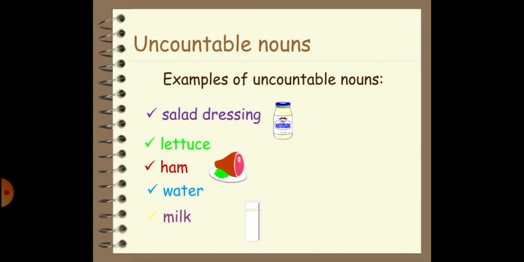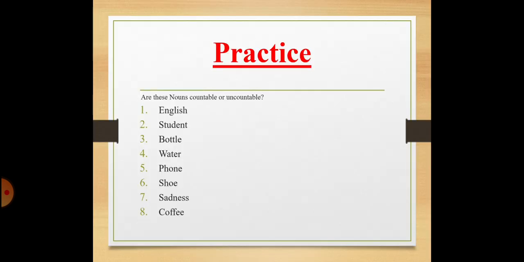Okay, so we're going to do a little bit of practice, but before we begin, I want to say again there are many exceptions to what I'm saying, meaning usually this is accurate, but every so often there are some that will not follow this rule. Okay, let's look at some of these nouns, and I want you to tell me, are they countable or uncountable? Take your time and do the exercise. As I said before in the first video, you stop the video and do the exercise, then you play the video again to see the answer. So the first ones: English, student, butter, water, phone, shoe, sadness, coffee. Are these nouns countable or uncountable?